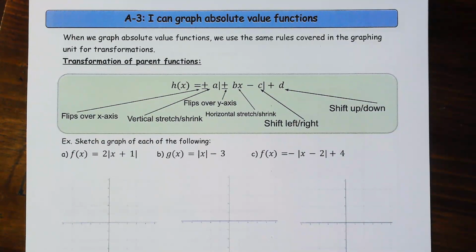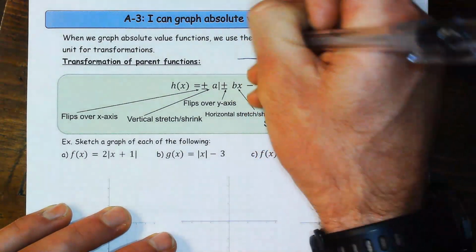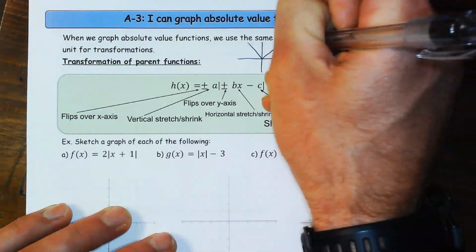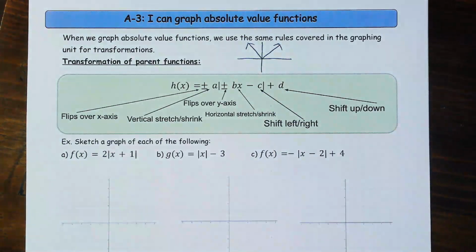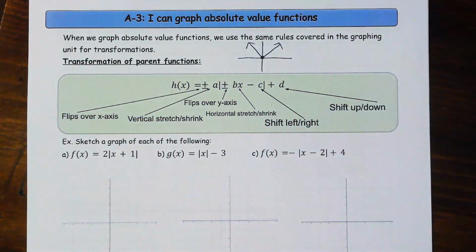Absolute value functions transform just like any other graph. The parent function, which I probably should have put on here, but we'll just include here, looks like this. The point is what we're actually going to transform as we shift and do all that.